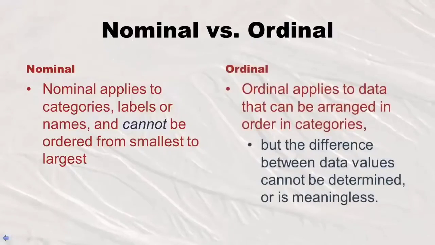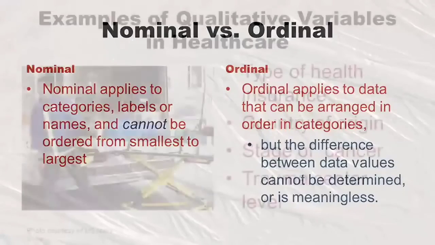But then ordinal applies to data that can be arranged in order in categories. But remember that thing I was saying about quantitative? It's not quantitative, right? Because the difference between the data values either cannot be determined or is meaningless. Like I was talking about with cancer, especially, if you go from stage 3 to stage 4, that's materially different than stage 1 to stage 2. So you really can't determine those things. So this is where we're going to get into that. It's ordinal. It's arranged in categories that can be ordered from smallest to largest.